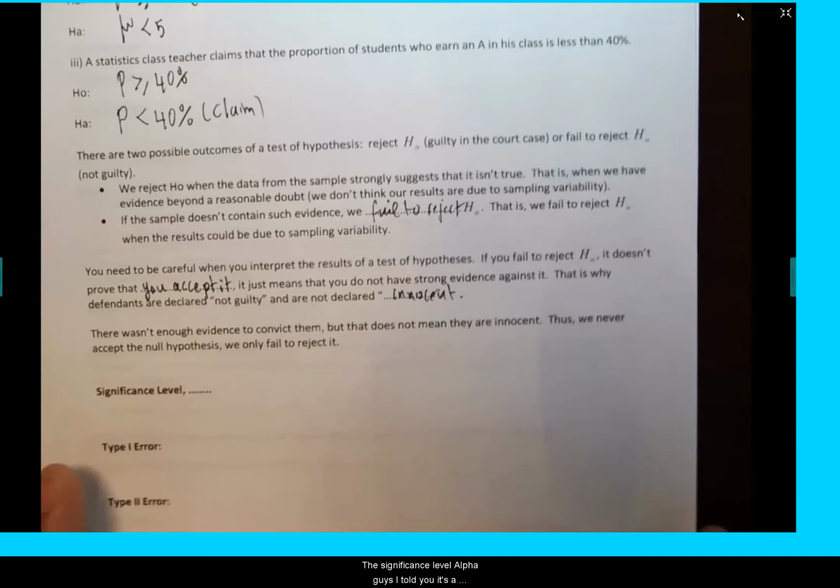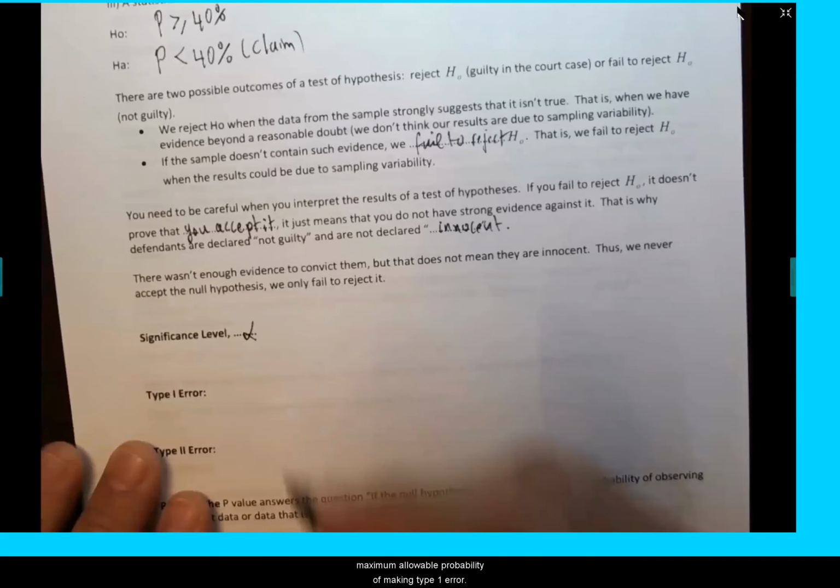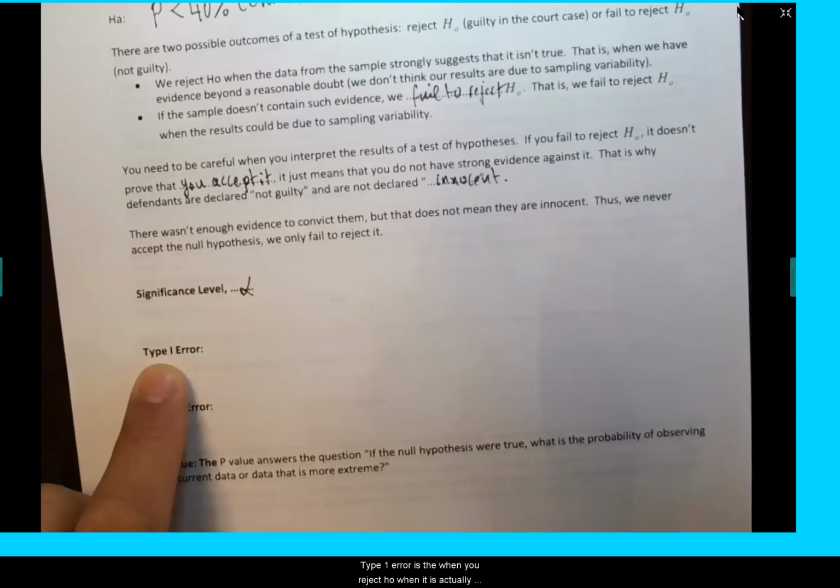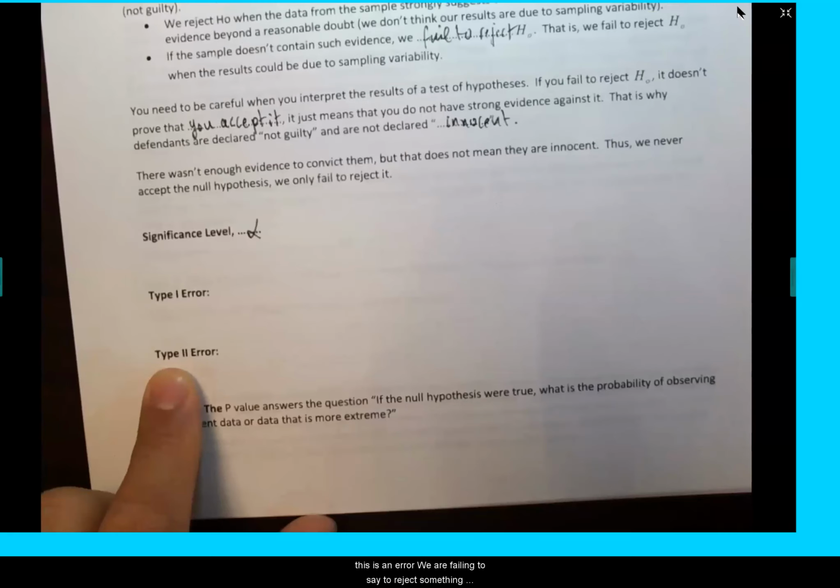The significance level alpha, guys, I told you it's a maximum allowable probability of making type 1 error. Type 1 error is when you reject H0 when it is actually true. You reject something that's true. That means you made a mistake. Type 2 error, when you fail to reject H0 when it is false. Also, this is an error. You are failing to reject something that's not true.